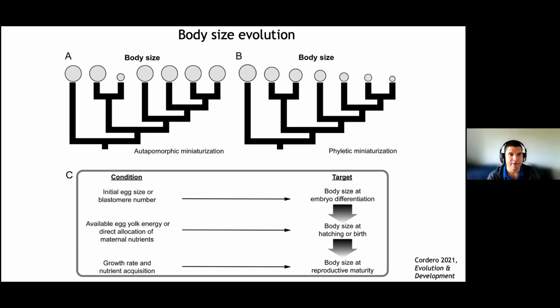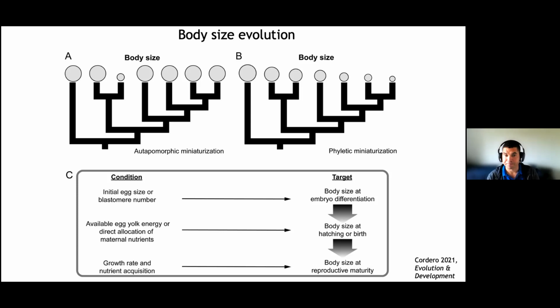there are two main patterns by which body size evolution may arise. In panel A, we're looking at one where it arises abruptly in a clade, and then another one in panel B where it's more of a gradual trend towards miniaturization, so decrease in body size. And so to really understand how that could happen, you have to know something about the starting parameters in development. So initial egg size, shown in panel C, or even blastomere number in some cases.